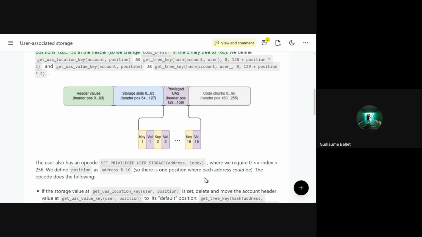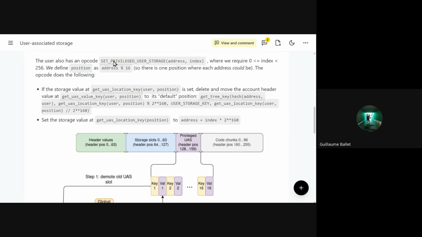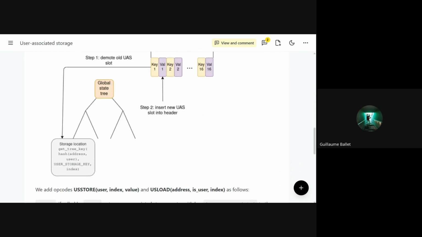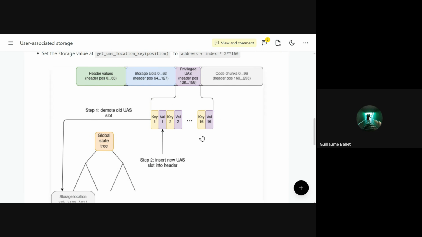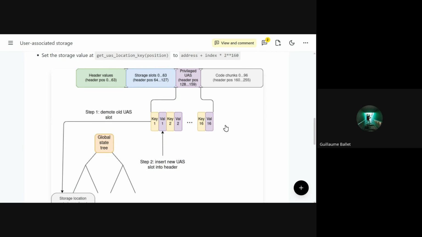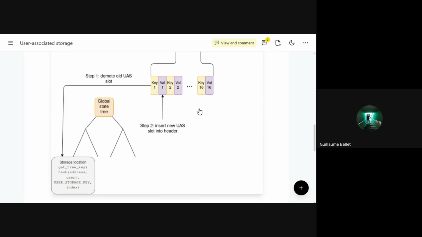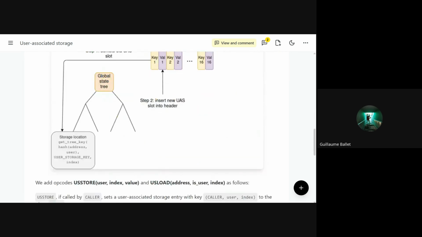And so basically what you have is this kind of promotion mechanism. As a user you have this opcode, and normally your UAS slots would just live in random positions in the tree, but at any time, hopefully even before you get those coins, you can call this opcode, and the opcode promotes the location where it gets stored to be in the header. And it also demotes the old thing and moves it down, right?